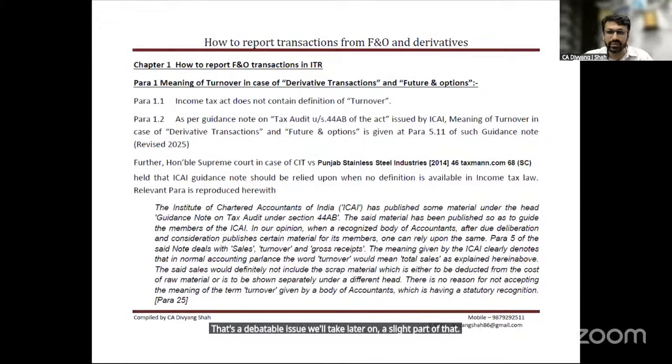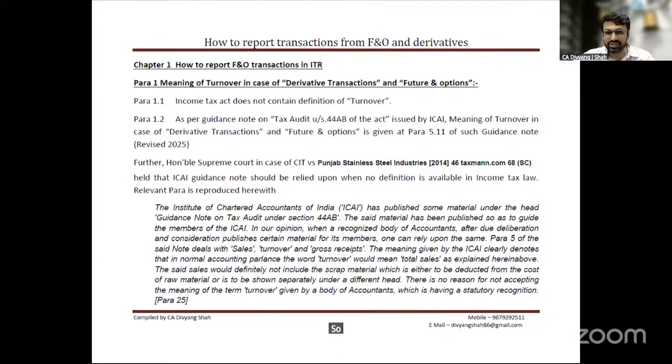But let's come to the main topic of the session, that is, how we can report transactions from futures and options or derivative transactions. So let me start from scratch. First of all, why and where to report this transaction, or under which head should we report it?